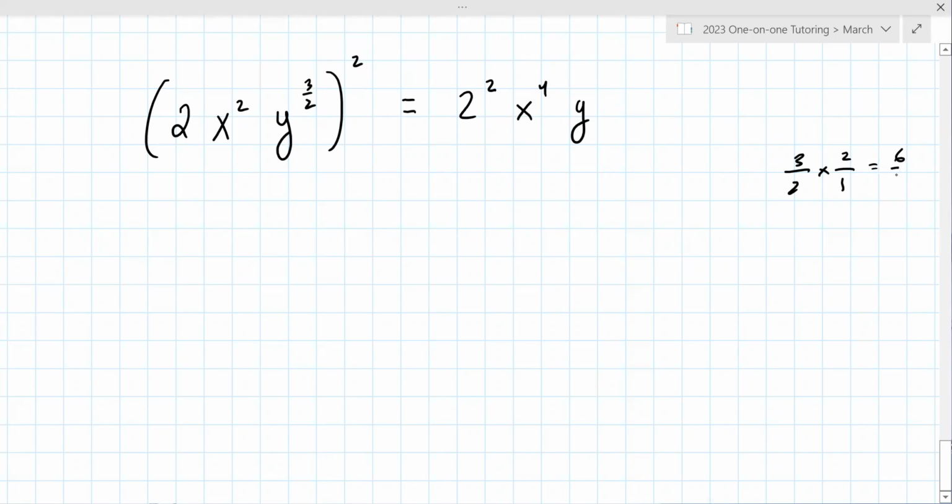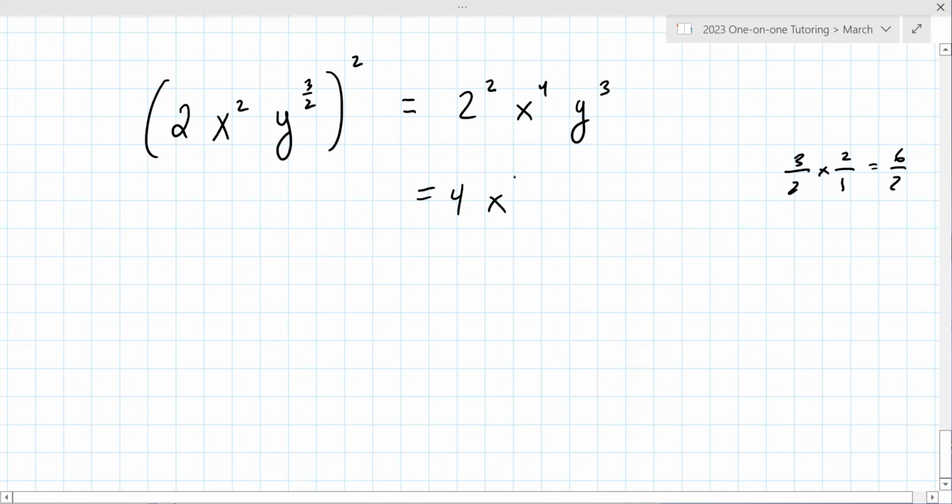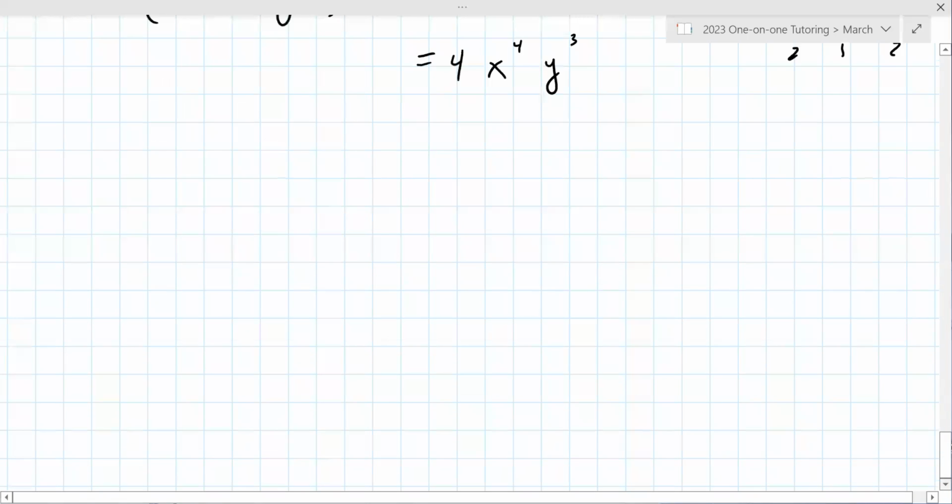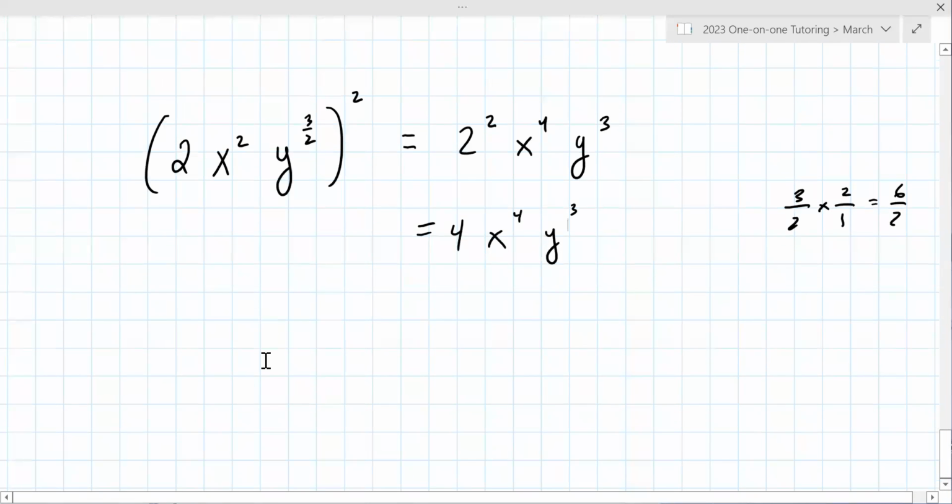Does that reduce? Yes, that would be 3 over 2, or just 3. That's 3. Okay, and then to finish the problem, it would be 4, x to the 4th, and then y cubed. Good, very good. Okay, so a little more information for you to be able to do some other problems here, but any questions on this? Do you have this written down?